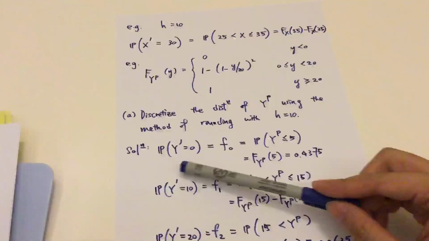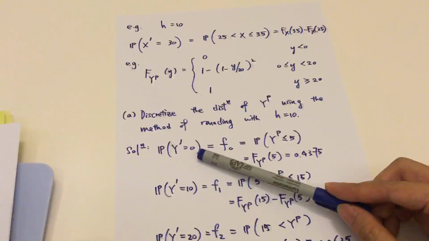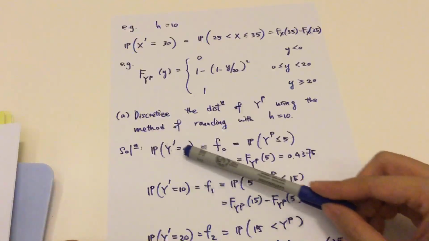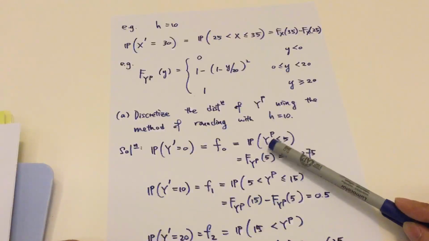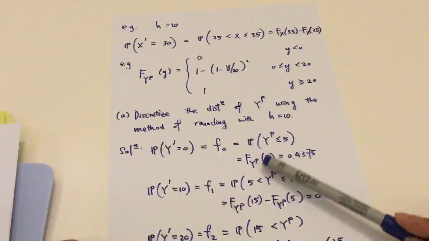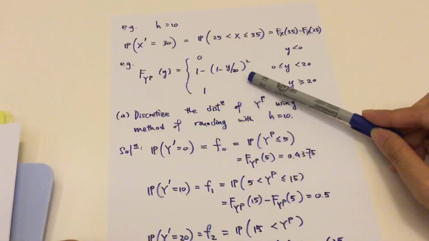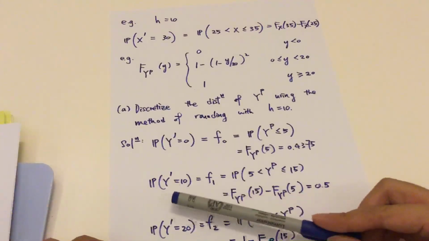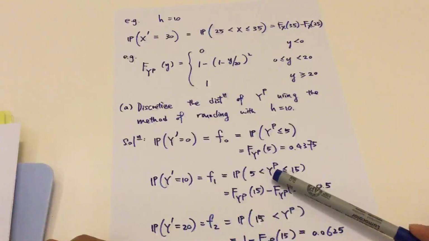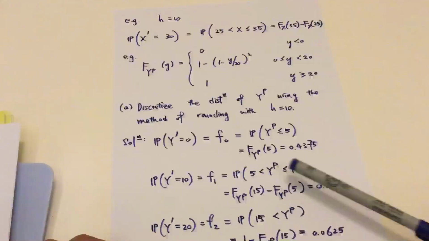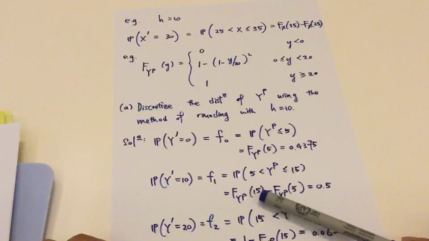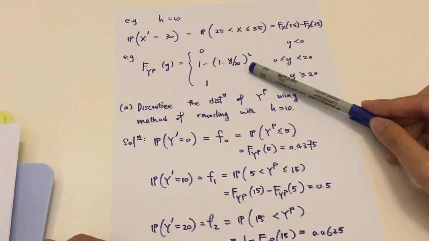For example, what is the probability mass at 0? By the method of rounding, if h is 10, then Y prime will be 0 when the original continuous variable Y is less than 5. So we need to plug in 5 in this CDF, and then we get 0.4375. Then Y prime will be 10 when the original variable Y is between 5 and 15. We can compute this probability from F(15) minus F(5). We plug in 15 and 5 in this expression, and then we get 0.5.